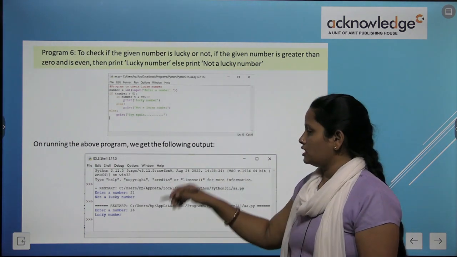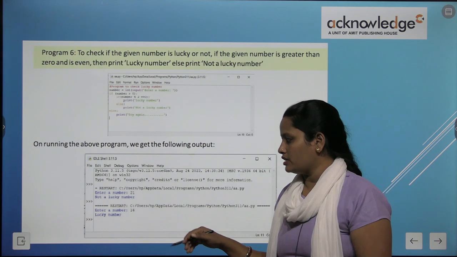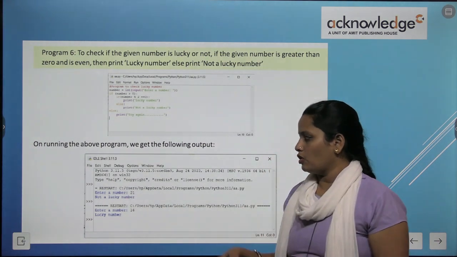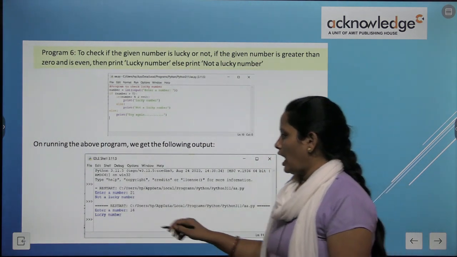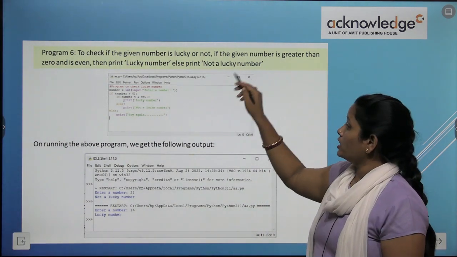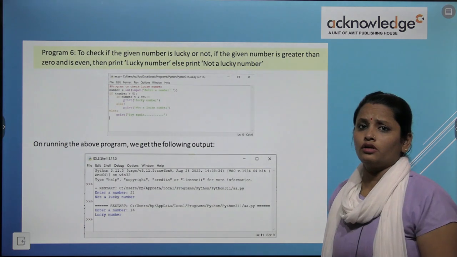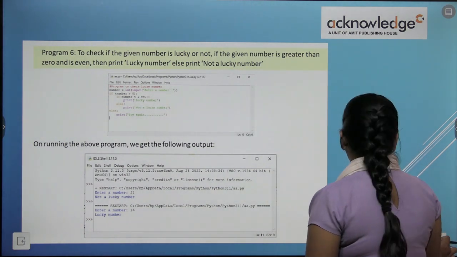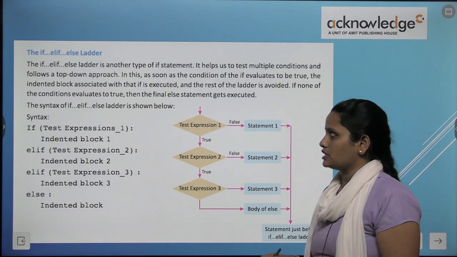And on running the result we see enter the number, 21 is written here, not a lucky number because it is not an even number. And here 16 is written. 16 is, you can see, an even number, that's why here we have written it is lucky, this person is lucky.